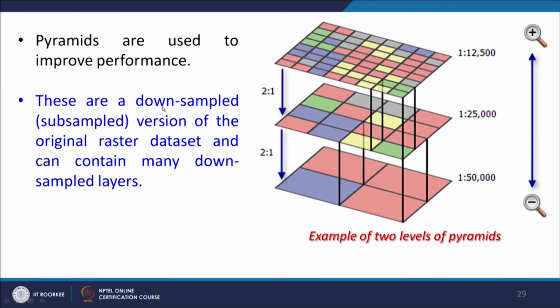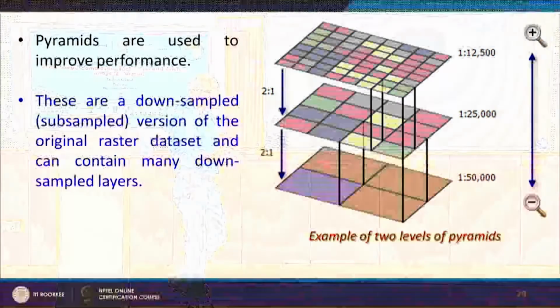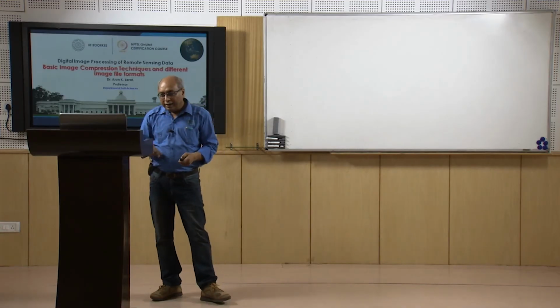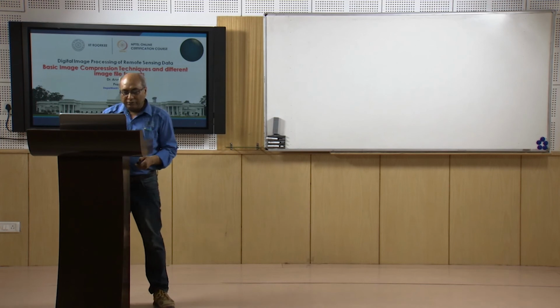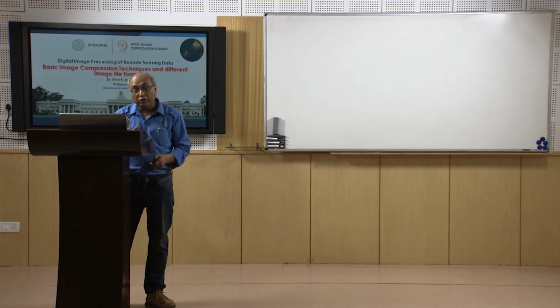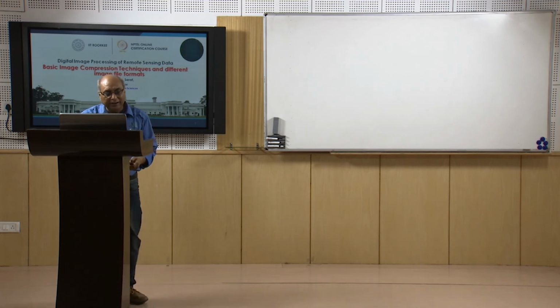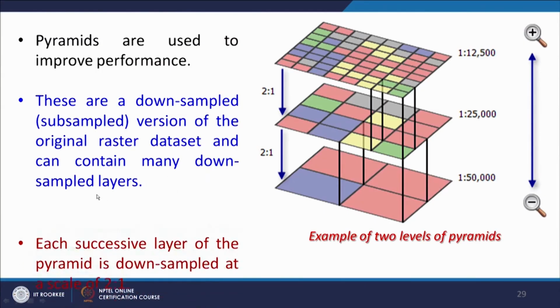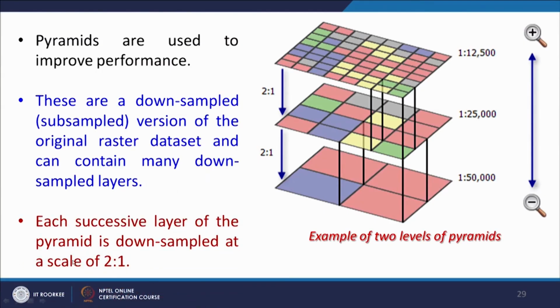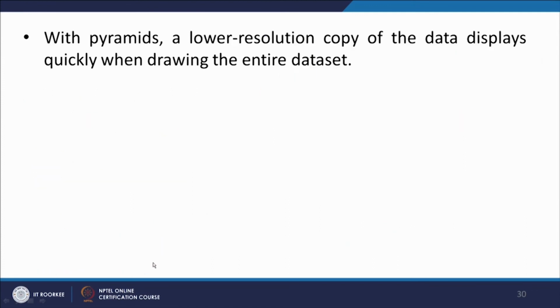These are downsampled versions of the original raster data set. So at this scale you are having downsampled, that means subsampled data. So only the coarse resolution image will first appear when you are looking at a large area. So the original raster data set can contain many downsampled layers, and each successive layer of the pyramid is downsampled by a scale of 2^1.